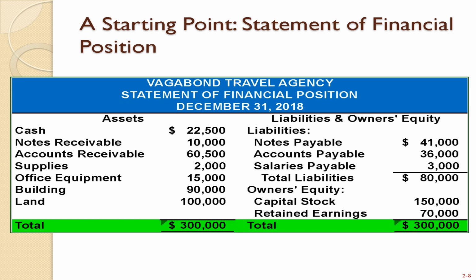Here is a statement of financial position. This is called the balance sheet. As you can see, there are three lines on the top of this financial statement.